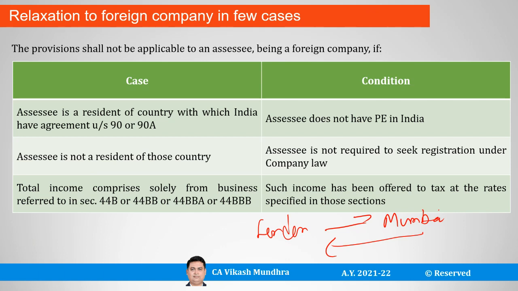In case of aircraft business, 5% shall be considered as their income. In case of shipping business, 7.5% is considered as business income. Like, there are presumptive incomes. The provision relating to presumptive income is applicable, which is covered under section 44B, BB, BBA, or 44BBB. If the company offers the income as per the presumptive sections and tax is paid accordingly, then the question of MAT does not arise. Got it?